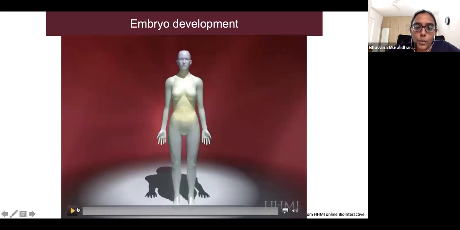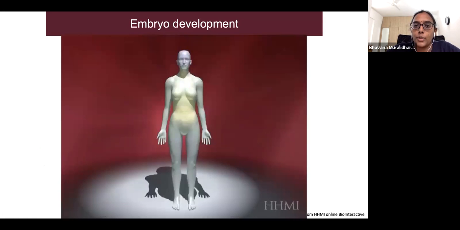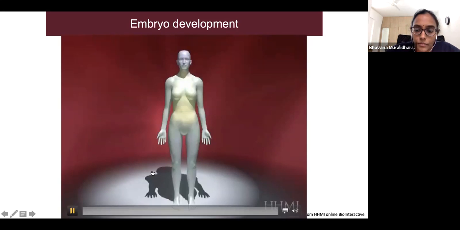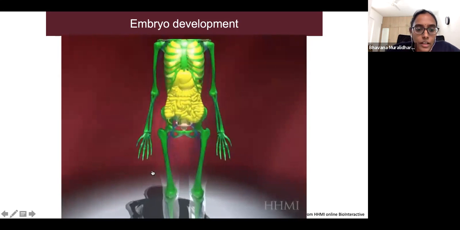So here, what is going to happen is they're going to show you how the embryo development happens. I thought it's good to see it in a 3D view so that when I talk of axes or when I talk of the embryo, you have an understanding of what is the 3D view of the entire process.